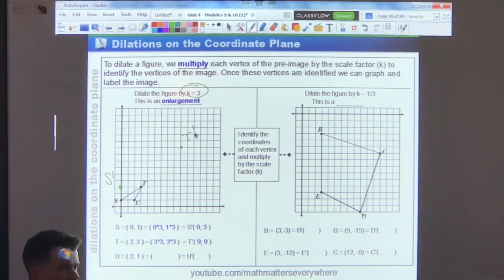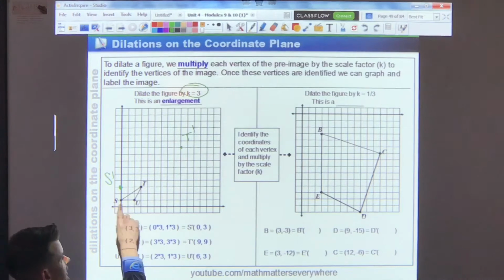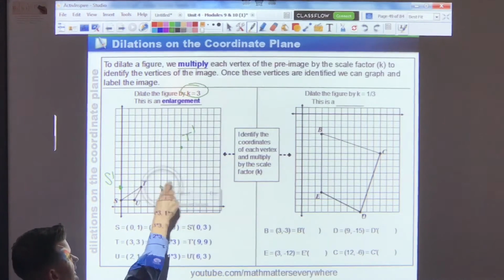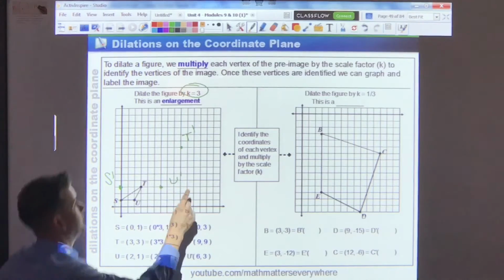I go to U. Matthew, what am I doing to U? I'm multiplying both coordinates by my scale factor, which is? No, what's my scale factor? It equals 3. My scale factor is 3. So what's 2 times 3? And what's 1 times 3? Perfect. So we multiply, and I get U prime at 6, 3. 1, 2, 3, 4, 5, 6. 1, 2, 3. And that gives me U prime.